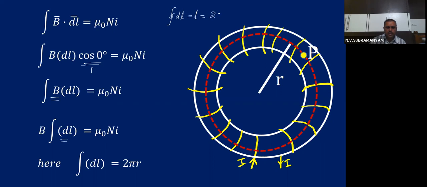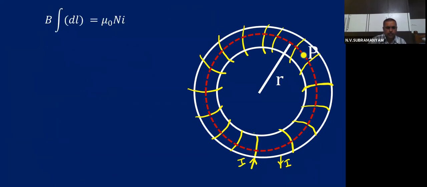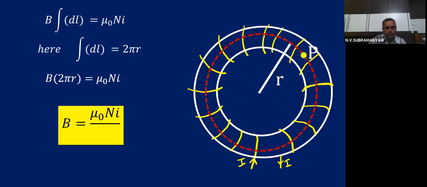But L means the length of the circle. The length of the circle is the circumference. That means 2 pi r. So integral dl will be taken as 2 pi r. That means B into 2 pi r is equal to mu naught Ni, or B is mu naught Ni by 2 pi r. What is the B value? Mu naught Ni by 2 pi r. Are you clear? Yes, children? So this is the expression for the magnetic field inside the toroid, created by the toroid.